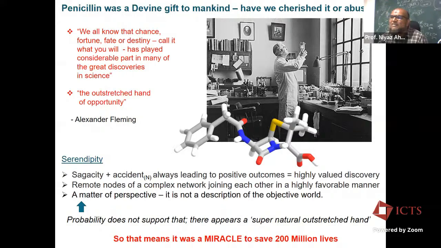Because otherwise World War II would have amputated millions of arms, and millions of people would have died. You know, just 20 years before World War II, this discovery was handed over, and the doses were ready during that time. Otherwise, 80 million is the official mortality of the World War. It would have been so huge that even humanity would have struggled to survive to this day. And that is how, with the discovery of penicillin, the probability doesn't support that it was an accident. There appears to be a supernatural outstretched hand. So that means it was a miracle that has saved 200 million lives.